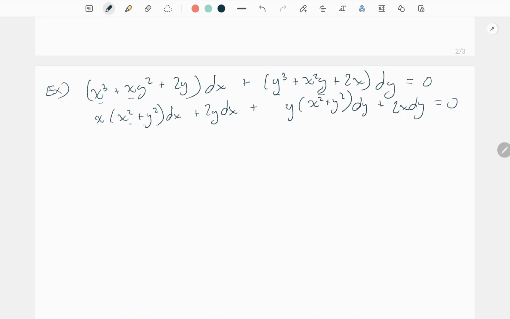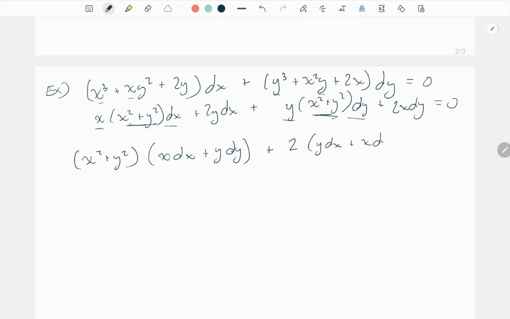Okay, so now what we can do is collect these like terms. I'm going to grab my x squared plus y squared. Okay, and I have x dx and I have y dy. So x dx plus y dy plus what I have is 2 (y dx plus x dy) equals 0. All right, do you recognize any of these?